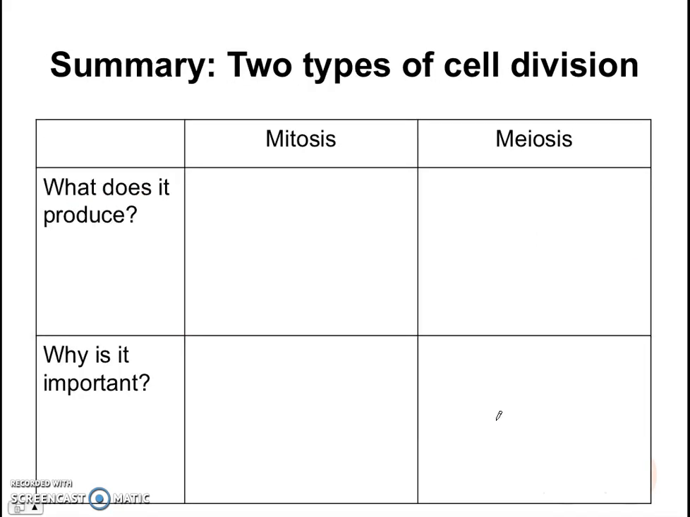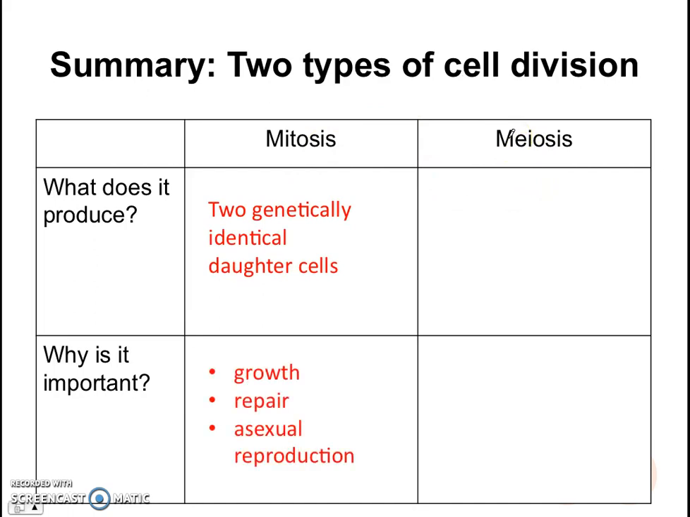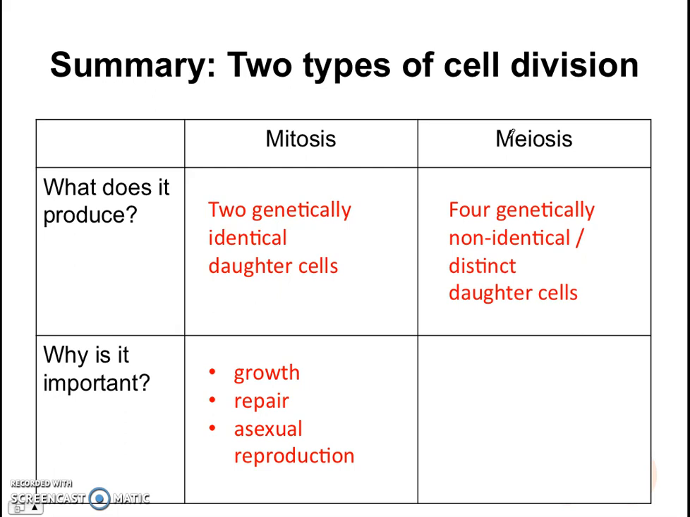So let's summarize, right? We've seen 2 types of cell division, mitosis and meiosis. We've seen that mitosis produces 2 genetically identical daughter cells from one parent cell, and it's important for growth, for repair, and for asexual reproduction. For meiosis, we've seen that from one parent cell, we get 4 genetically non-identical daughter cells, and that's important for producing gametes for the purpose of sexual reproduction.